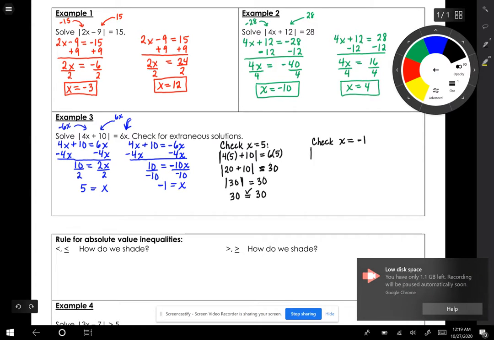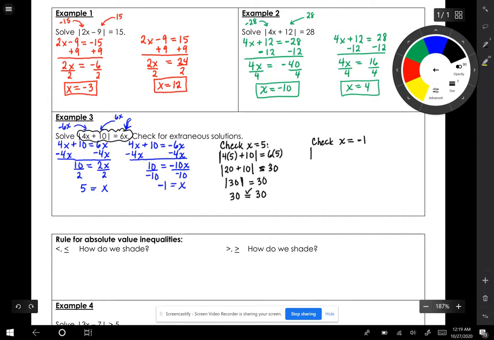And repeat the same thing, go back to the original equation. So we have 4 times negative 1 plus 10 equals 6 times negative 1. So we have negative 4 plus 10 in the absolute value equals negative 6. So that's 6 in absolute value equals negative 6. We know the number 6 is 6 units away from 0, but that is not equal to negative 6. That is a false statement. So that is not true.